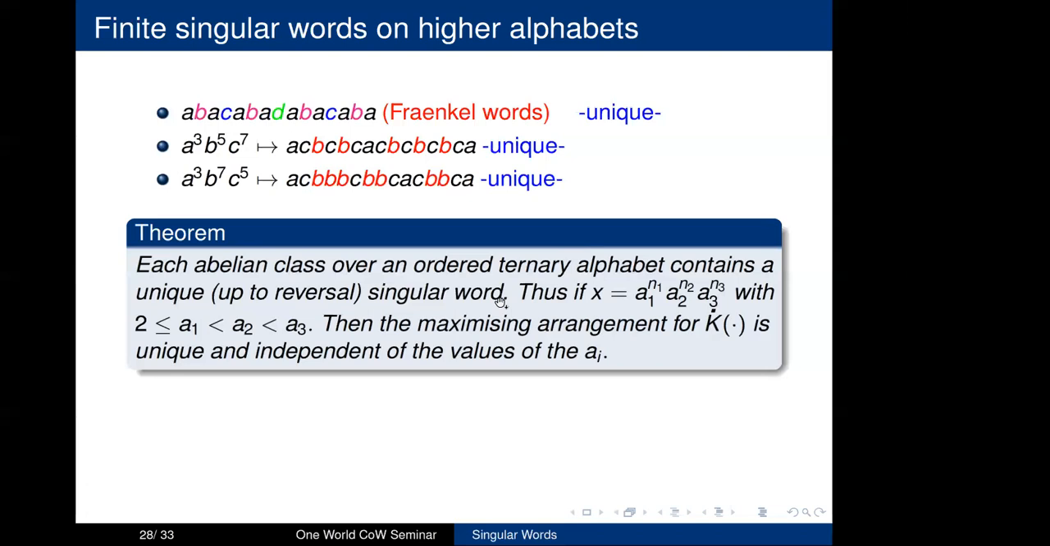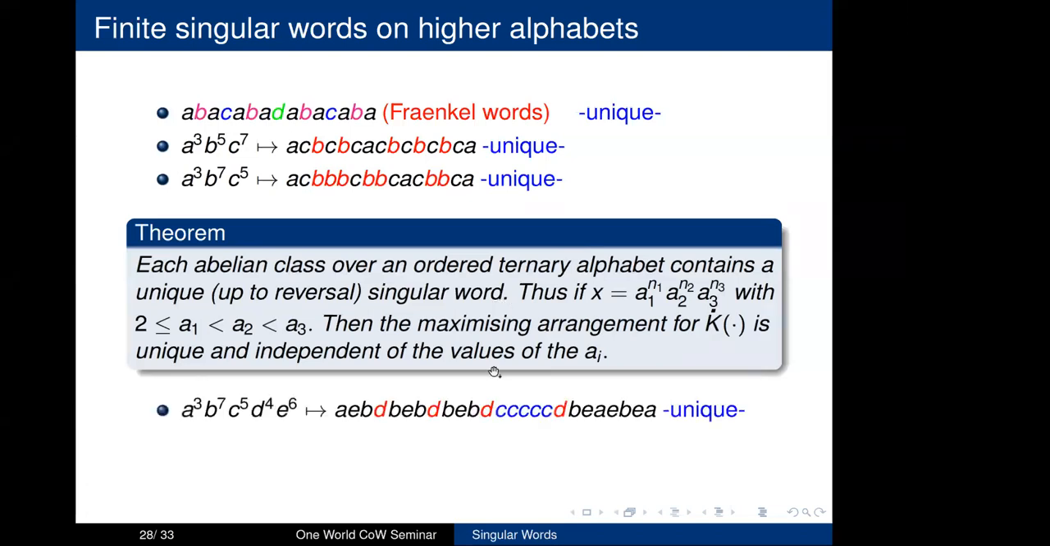But uniqueness can happen also in other cases. So here's another example. Here I'm on 5 letters. And so I basically took the first word and I added a bunch of D's and E's. And so this is what it looks like. And it's also unique in its abelian class. So of all the, however many permutations this word has, this is the only one that is singular. Well, this and its reverse, okay?